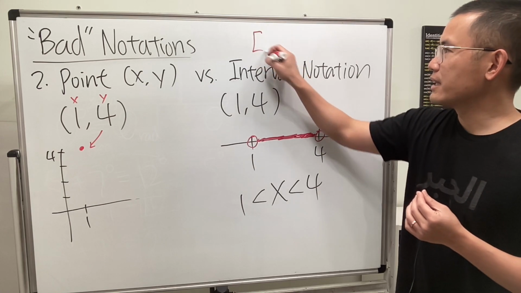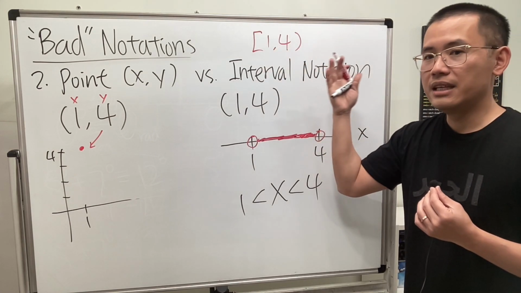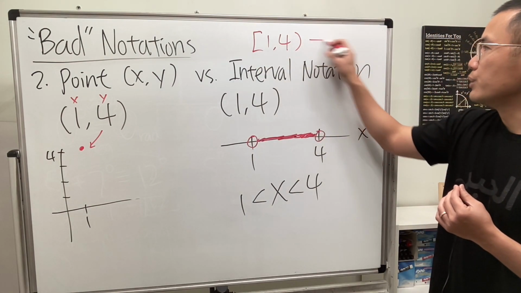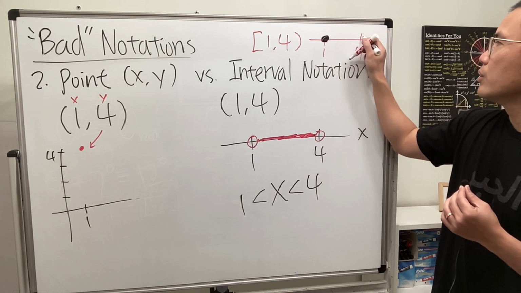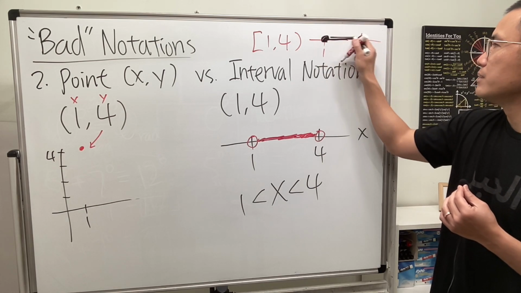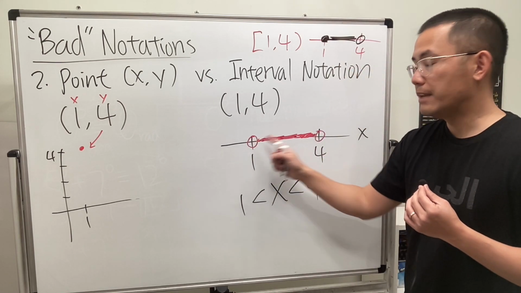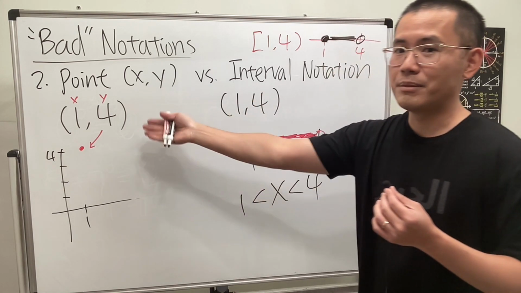Sometimes you may have a bracket 1 comma 4. This is much more clear that it's an interval notation because the 1 is included, meaning you get 1 here, 4 here, close circle, open circle, and then take everything in between. But the moment you have something like this, when the endpoints are not included, it looks exactly the same as a point.